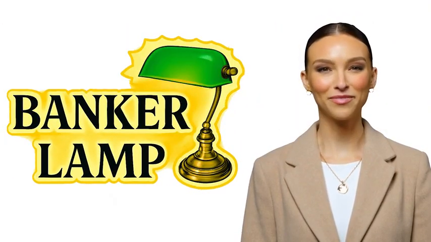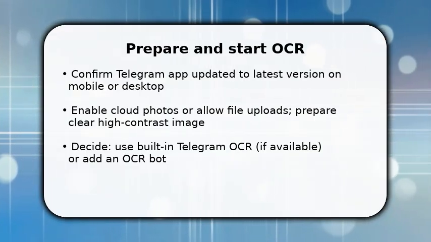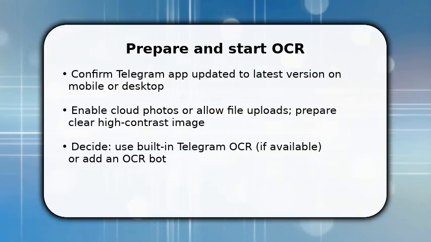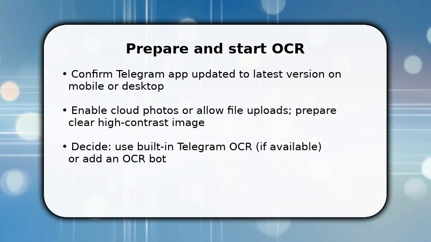Please enjoy the video. You begin by getting a sharp photo and opening Telegram. If you have OCR in your client, tap the image, then choose Copy Text or Extract Text. That sends the image to Telegram's internal engine.